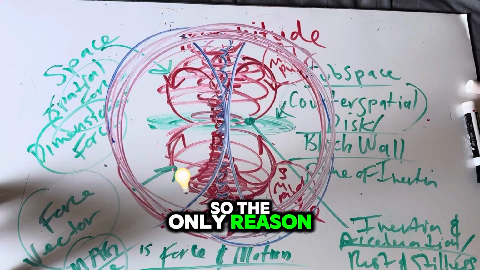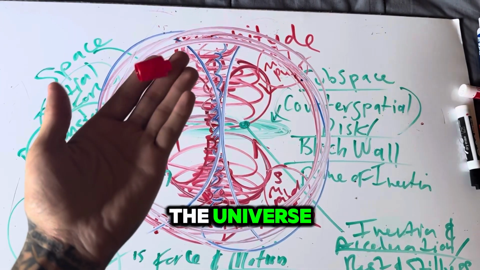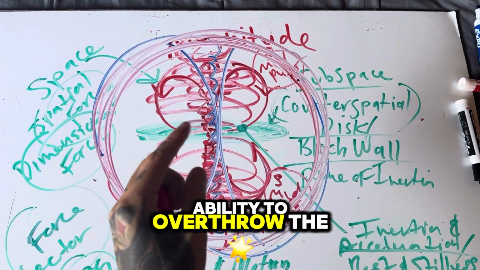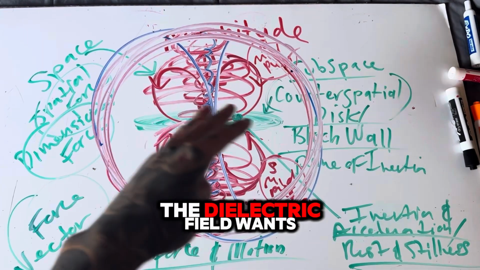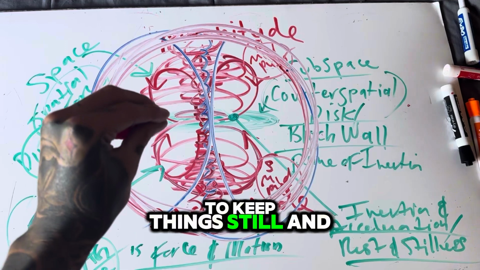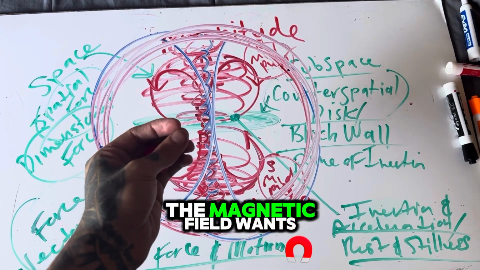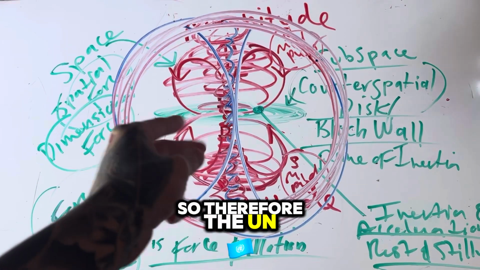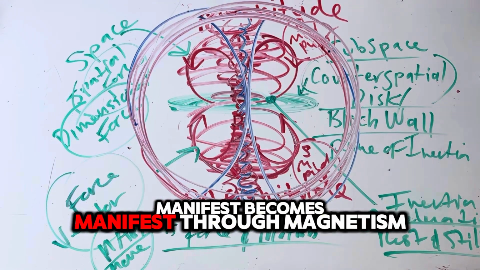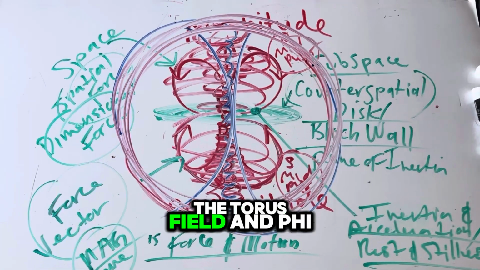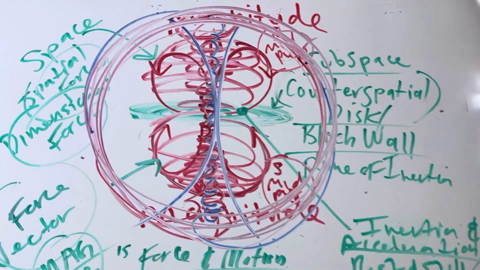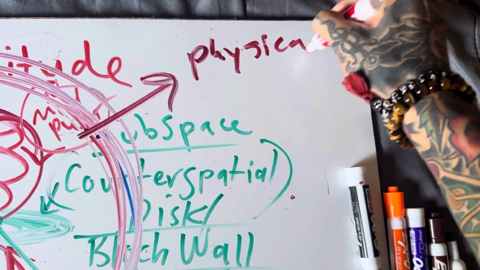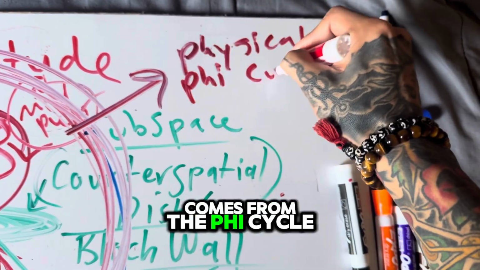So the only reason things actually exist in the universe is because of magnetism's ability to overthrow the dielectric field. The dielectric field wants to keep things still and non-moving. The magnetic field wants to move. So therefore, the unmanifest becomes manifest through magnetism, the torus field, and phi. Everything that is physical comes from the phi cycle.